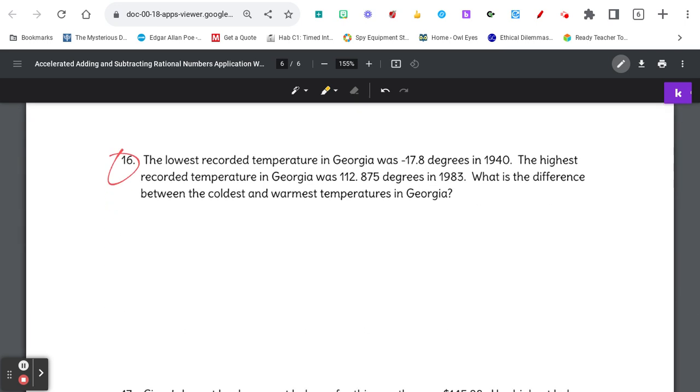The lowest recorded temperature in Georgia was negative 17 and 8/10 degrees. And that was recorded in 1940, guys. It got pretty cold. The highest temperature ever recorded was 112.875 degrees in 1983. What is the difference between the coldest and warmest temperature in Georgia? So I'm looking for a difference. It does not have from or to. There's no from or to. So it's difference without order.